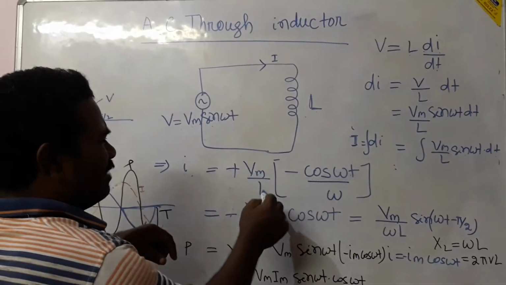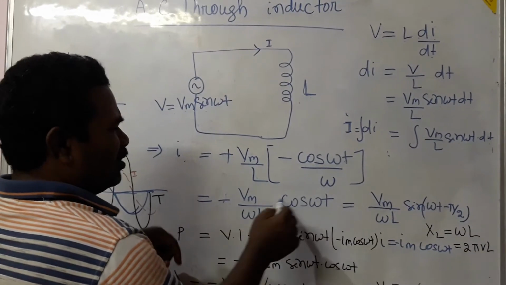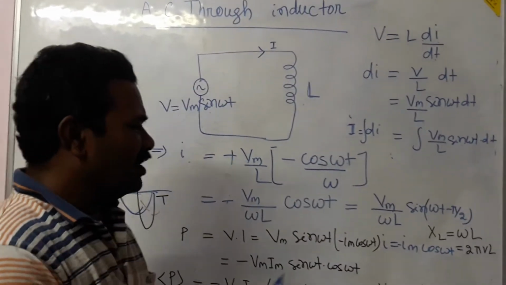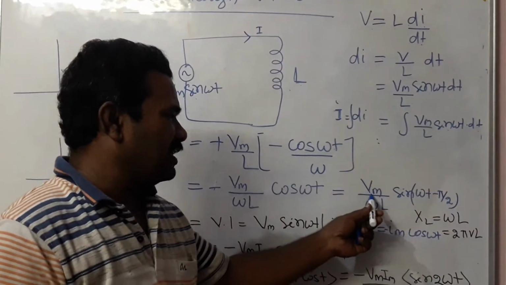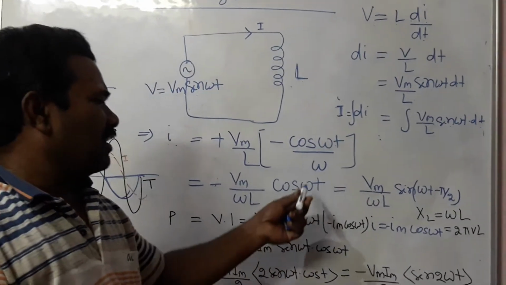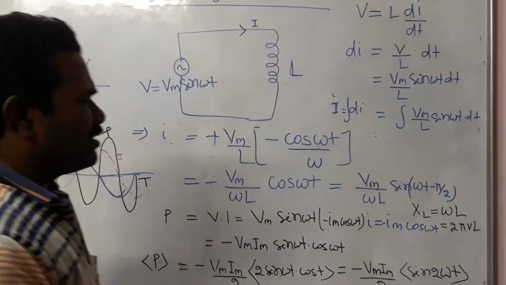So this is Vm by L into omega. So minus Vm omega L cos omega t. So let us take minus cos omega t. So we can write it is equal to Vm omega L sin(omega t minus pi by 2), because sin(omega t minus pi by 2) is equal to minus cos omega t.